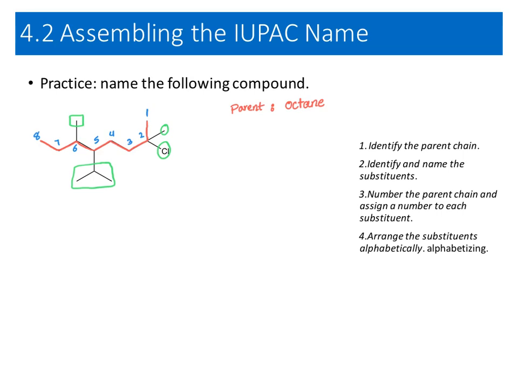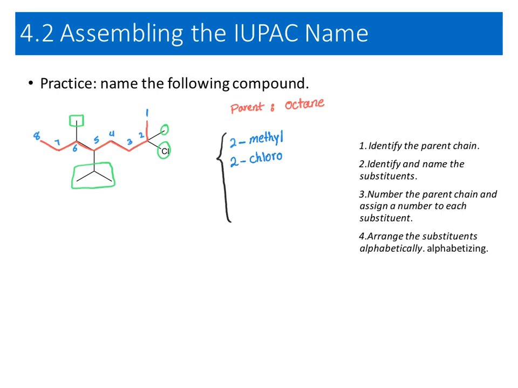Then let's write the name and location of all the substituents. So I have 2 methyl, so I separate the number and the letter with a dash. So this is 2-methyl. Then I have chlorine on carbon 2 as well, so this is 2-chloro. It gets the suffix "o" because it's a substituent.